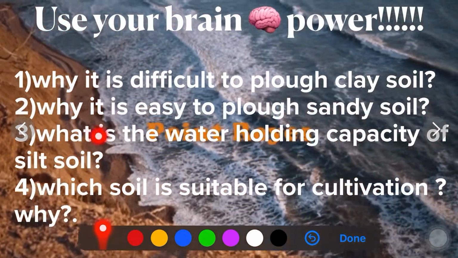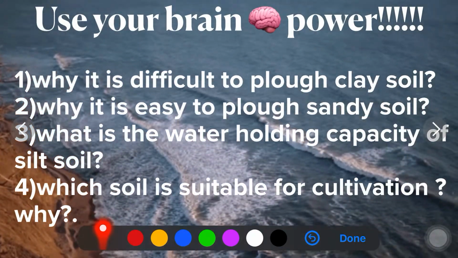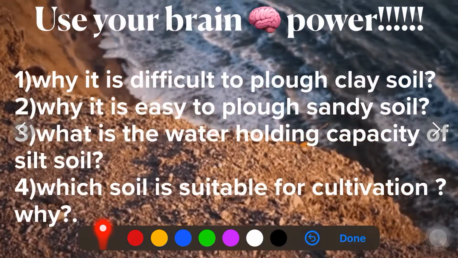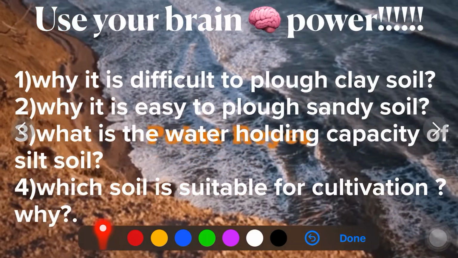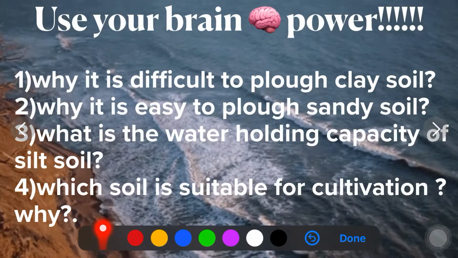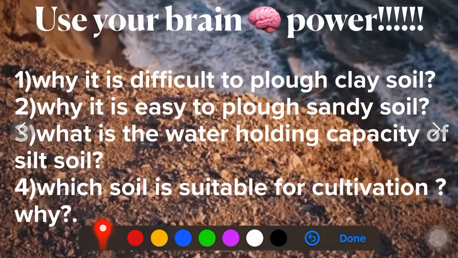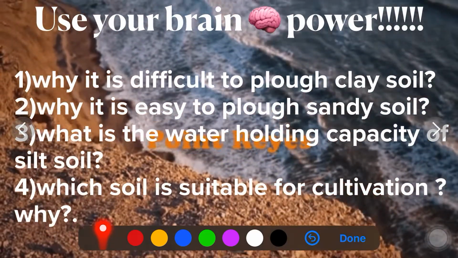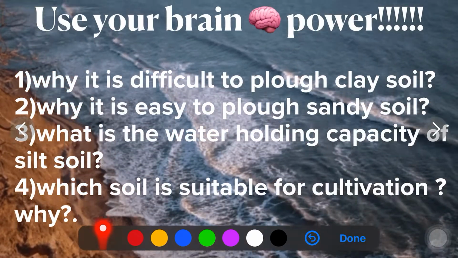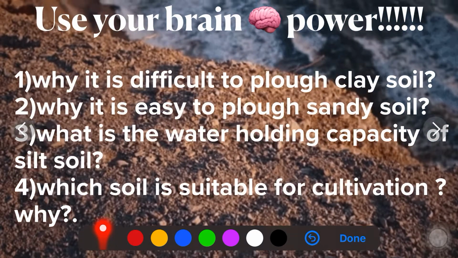Why is the water holding capacity of silt soil high? Students, the answer is that soil water holding capacity is controlled primarily by the soil texture and the soil organic matter content. An example of silt soil is loam soil that has 30% sand, 60% silt and 10% clay sized particles. In general, the higher the percentage of silt and clay sized particles, the higher the water holding capacity.